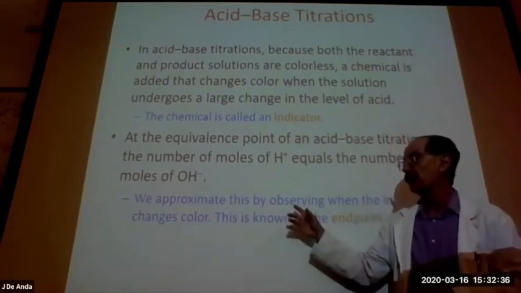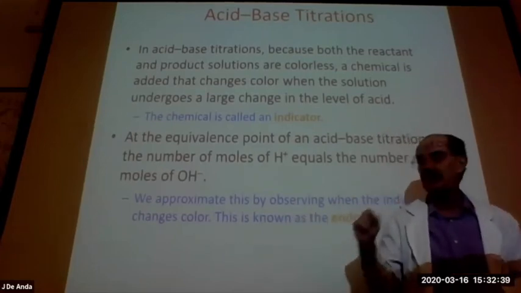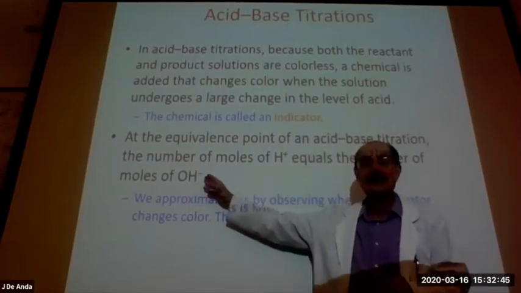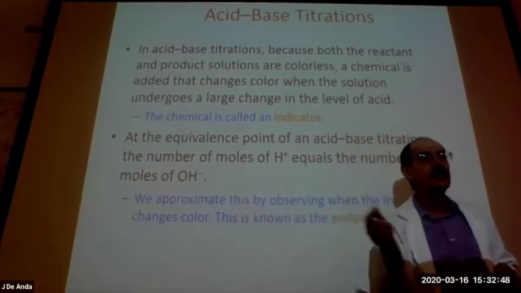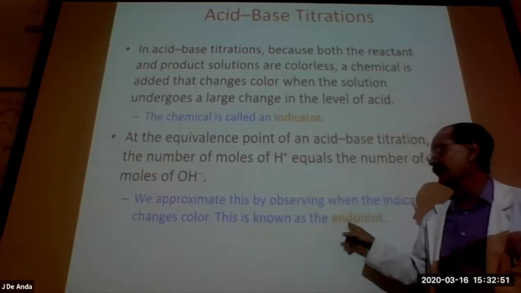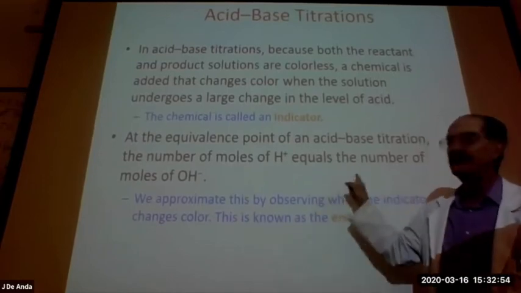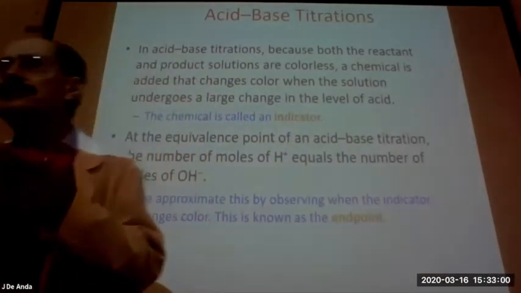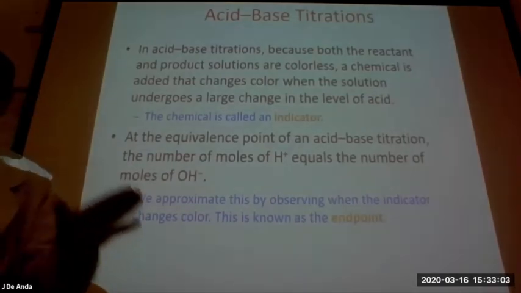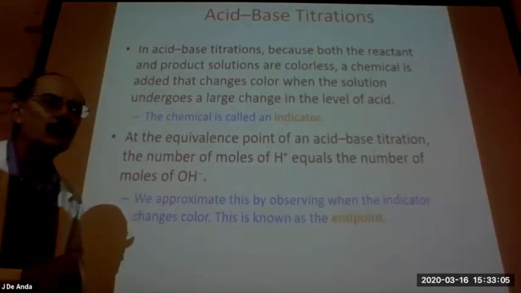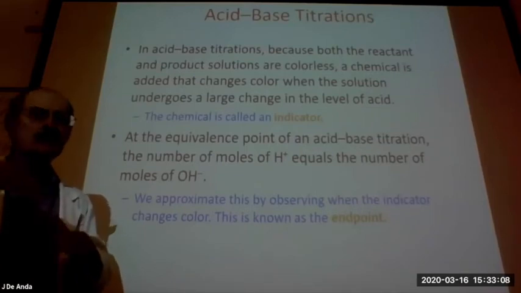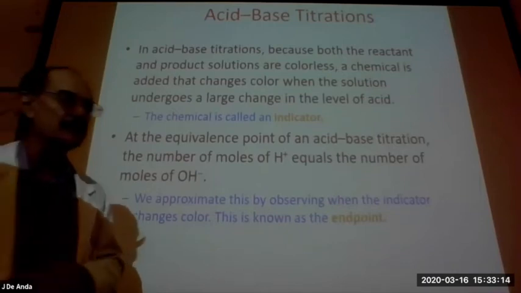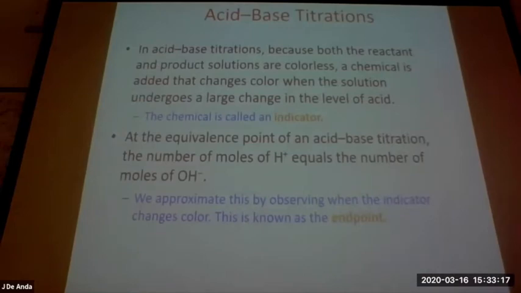But what we do is we put in an indicator that will change color as soon as one of these two exceeds the other one. All right? And once the conditions are off balance, the indicator changes color. And we use that, called the endpoint, to approximate what the equivalence point was, okay? The idea is that if you do it right, they are so close to each other that within the typical percent error in all these experiments, you're going to be very close. And you can calculate molarities to 4 decimal places using this method, all right? So let's talk about the use of the burette.